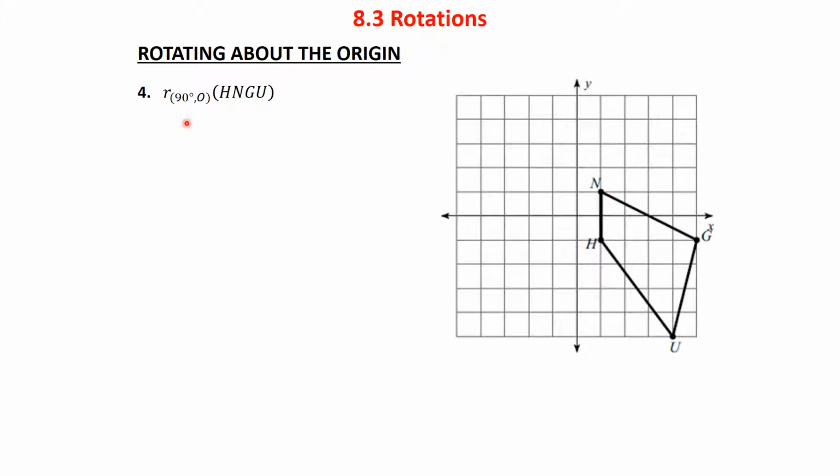Problem number 4. Another 90 degree rotation, this time with a quadrilateral. So I have the quadrilateral HNGU, so from H to N, from G to U, and I want to rotate this 90 degrees about the origin. Again, I'm going to use my coordinate method and my rule for 90 degree rotations. In fact, we've done this a couple times. Why don't you take a moment and allow yourself to try and rotate all 4 of these points, starting with H being at 1, negative 1, rotate these 90 degrees.